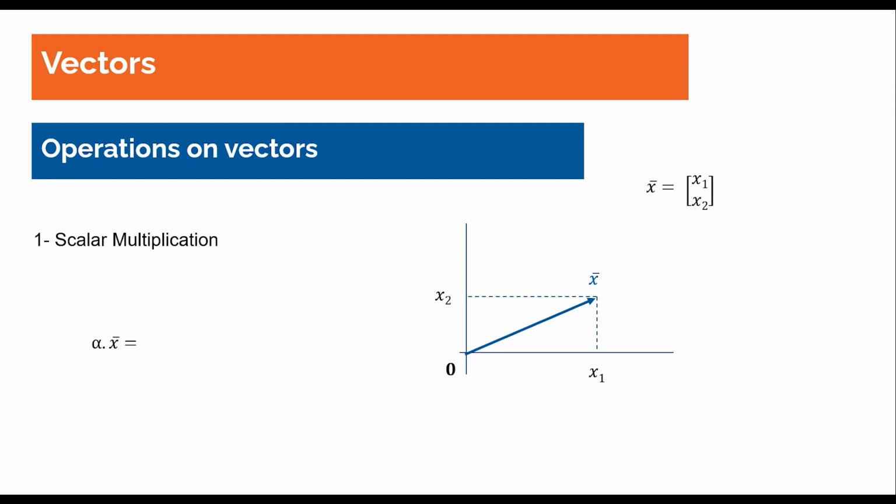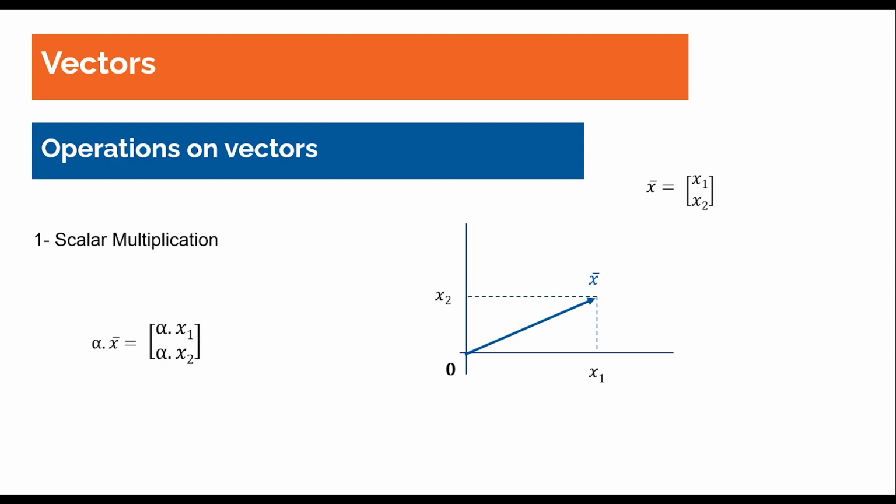Now we have created our object. It's time to define operations. The simplest operation on a vector is scalar multiplication. A scalar is simply a real number. Here alpha is our scalar, and we want to multiply it by a vector, here x. You probably know how we multiply a scalar by a vector. We just multiply each entry of the vector by that scalar.